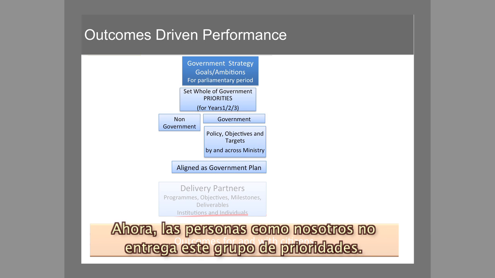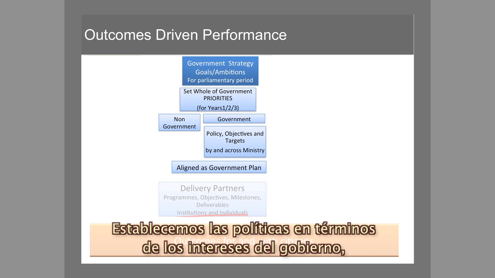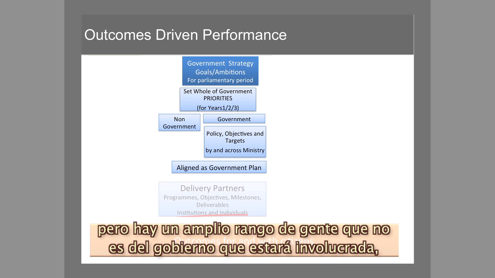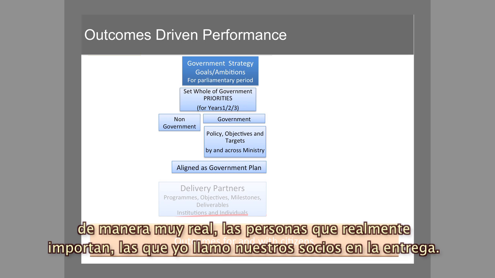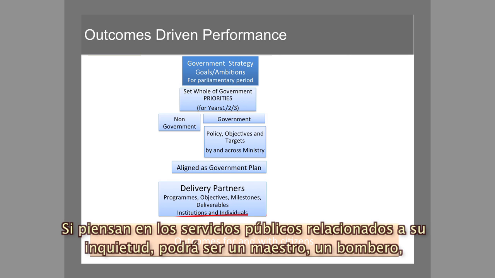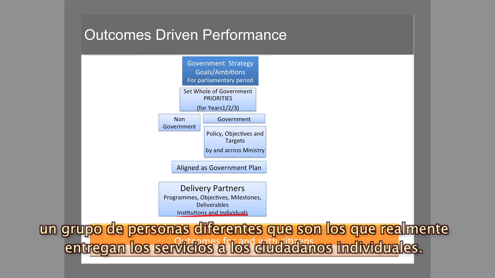Now, that set of priorities doesn't actually get delivered by people like us. We set the policies, as here in government, but there'll be a whole range of non-government people who will also be involved. And in a very real sense, the people that really matter are what I describe as our delivery partners. If you think of the public service that you were concerned about, that might be a teacher, it might be a firefighter, it might be a range of different people. What really matters most is what they do with individual citizens.